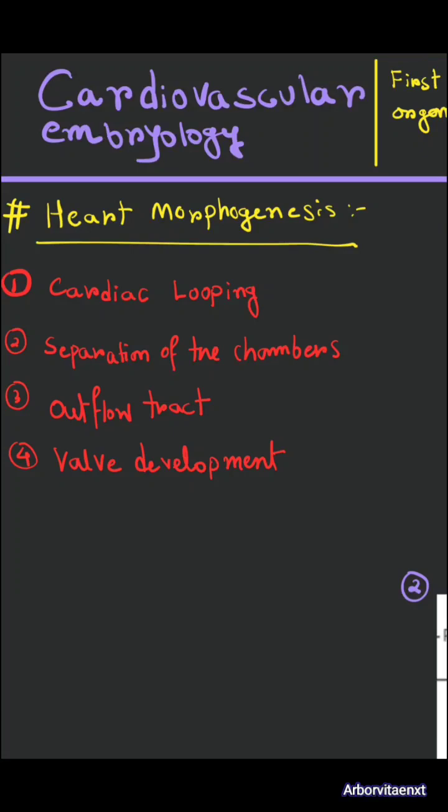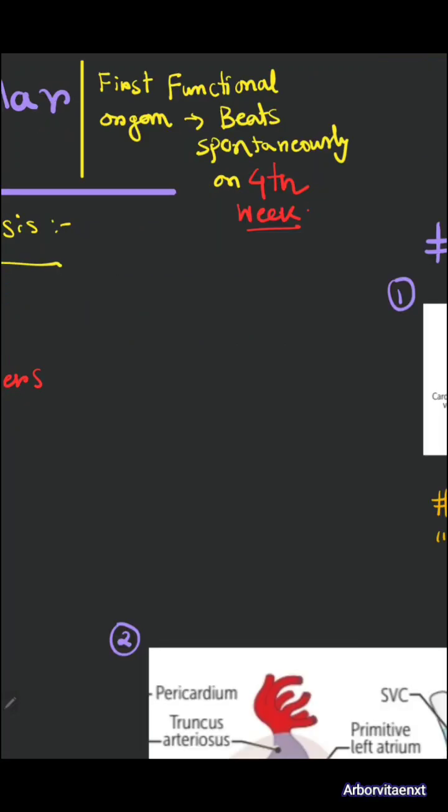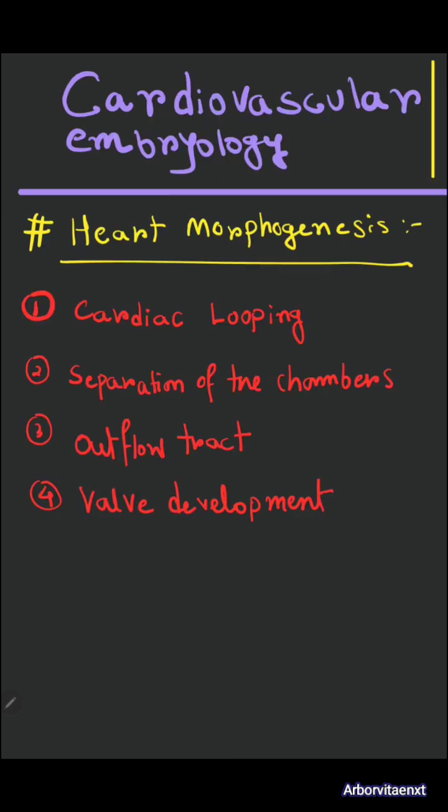So let's talk about the cardiovascular embryology. Basically, the heart is the first functional organ in the vertebrate embryo, which starts beating spontaneously in the fourth week of development. Coming back to the morphogenesis of the heart, it is divided into four stages basically.